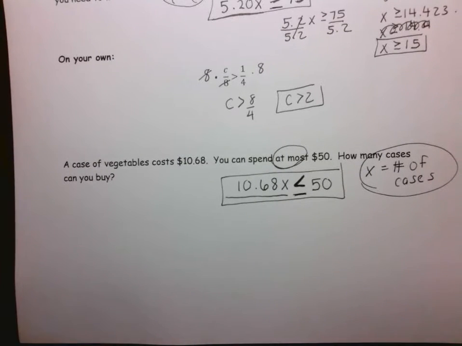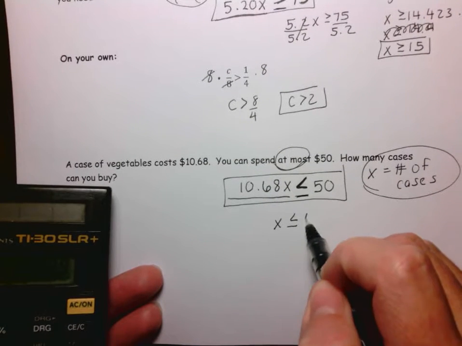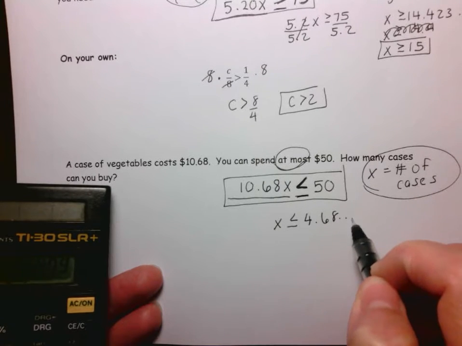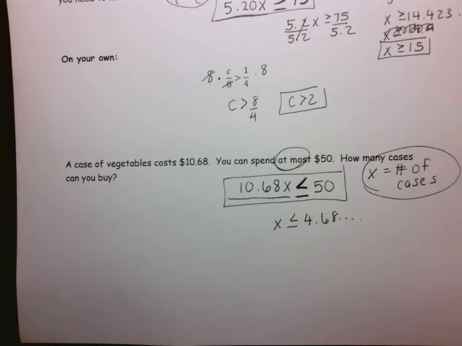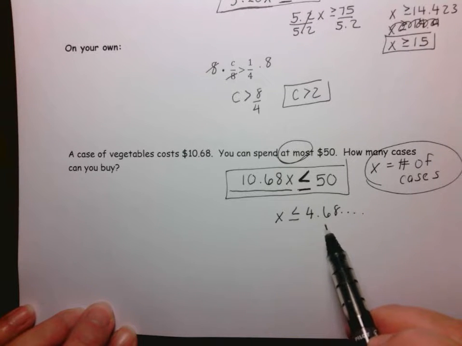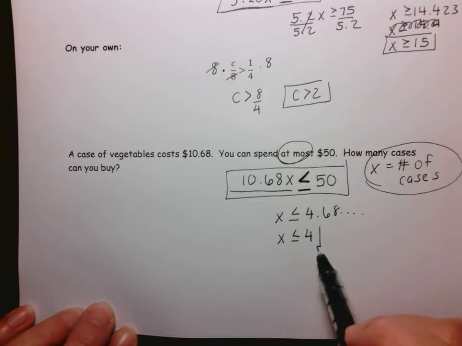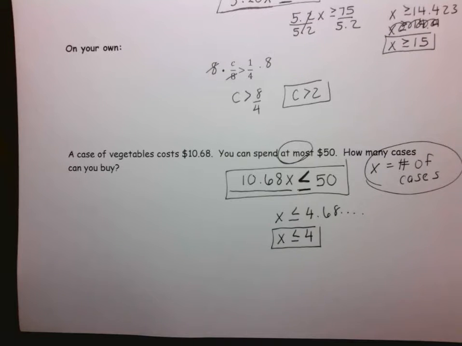So how do I solve? I divide both sides by $10.68. So 50 divided by $10.68 is going to be X has to be less than or equal to 4.68. Okay, now wait a second. You cannot buy 0.68 cases. But I can't round this to 5 because if I round it to 5, I would have spent too much money. So that means I can only buy 4 cases and I'll have a little change left over in my pocket. Because what happens if I buy 5 cases?